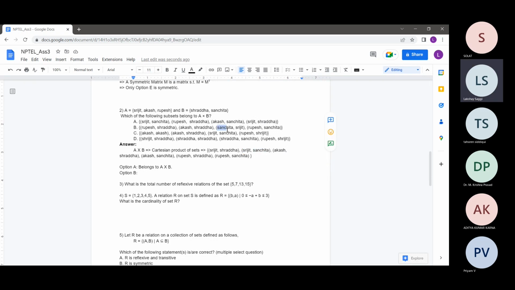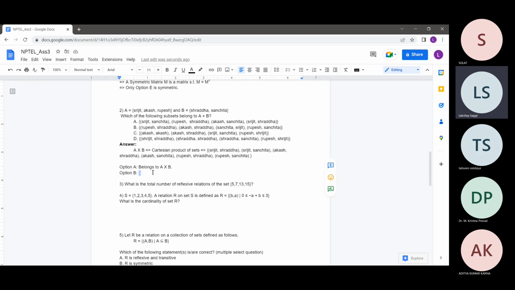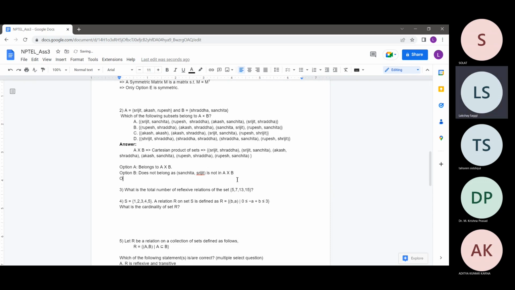So for the set to be a subset, we required Sanchita, Srijit to be in the set A cross B, which is not the case here. So the Sanchita, Srijit element is not in A cross B, and because of this, option B is not a subset. So it does not belong. And I'll just list out the reason: Sanchita, Srijit is not in A cross B. I hope it's clear to you guys.